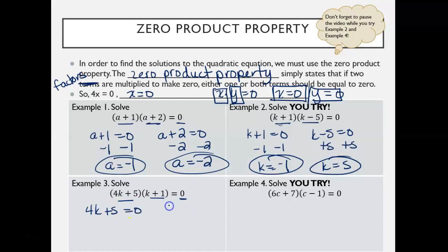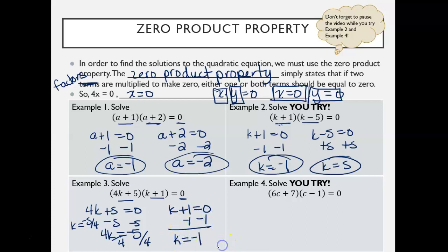Sorry, my pen's a little slow. We're going to subtract 5 from each side. So 4k equals -5, divide both sides by 4. And so, sorry, we ran out of room there. That's k equals -5/4. For this one, you should have just subtracted 1 from each side. And so k has to be equal to -1.